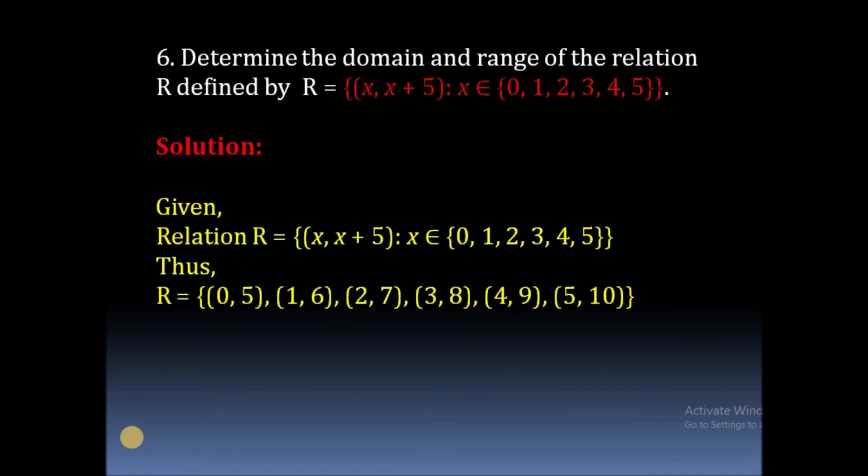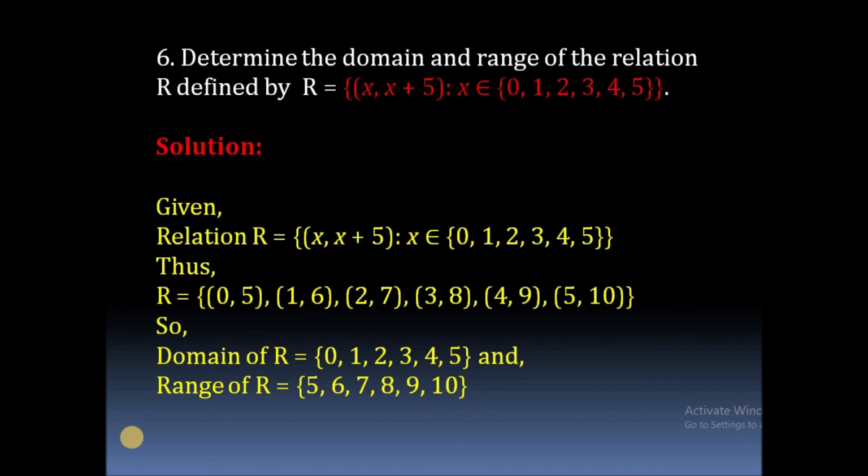So I am writing (0, 5). अगर हम x की वैल्यू 1 लेंगे तो y मिलेगा 1 plus 5 which is 6. Similarly, we are getting (2, 7), (3, 8), (4, 9). If I am taking x as 5, I will get 5 plus 5 which is 10. So domain of R is all the first element of ordered pair. So 0, 1, 2, 3, 4, 5 and range of R is 5, 6, 7, 8, 9 and 10.